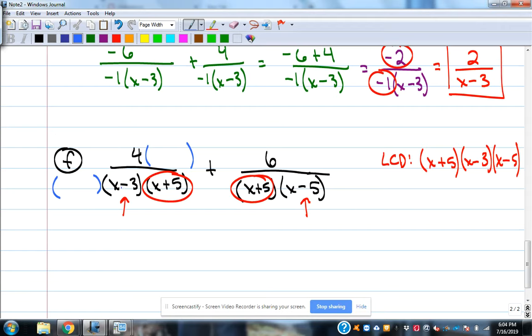Well, it's got the x minus 3, and it's got the x plus 5, so it doesn't have the x minus 5. So it gets multiplied by x minus 5. The second fraction, it has the x plus 5. That was the common one. It has the x minus 5, but it does not have the x minus 3. So it gets x minus 3 on top and bottom.